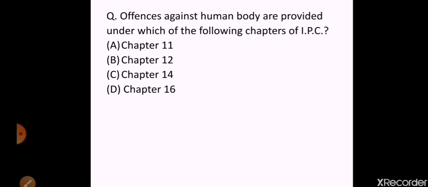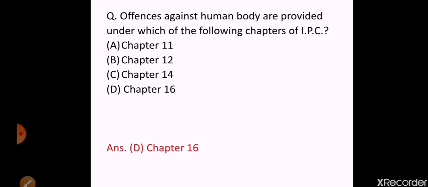Offences against human body are provided under which of the following chapters of IPC? The options are A. Chapter 11, B. Chapter 12, C. Chapter 14, D. Chapter 16. The answer is D, Chapter 16. Chapter 16 deals with the offences affecting the human body from section 299 to section 377. And this was asked in the Chhattisgarh preliminary examination of 2014.